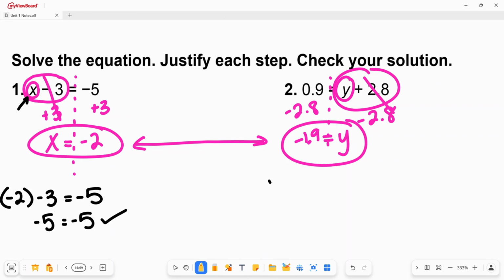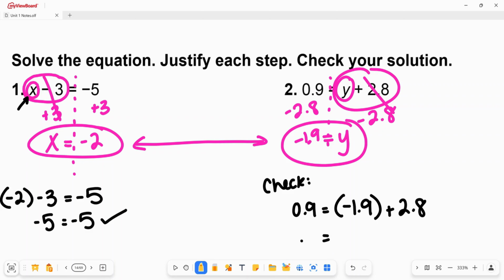Checking your work. Okay, we'll just check it for this one more time. So I have 0.9 equals, now, negative 1.9 is what I substituted in, plus 2.8. You could use your calculator. Negative 1.9 plus 2.8 is, in fact, 0.9. Okay. All right, so no more checking my work.